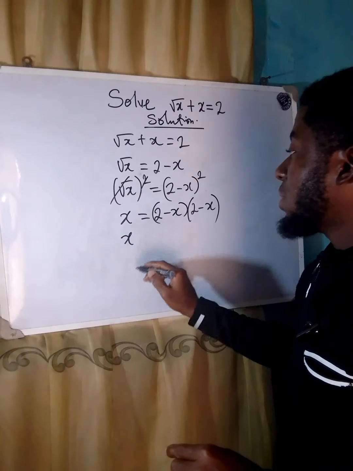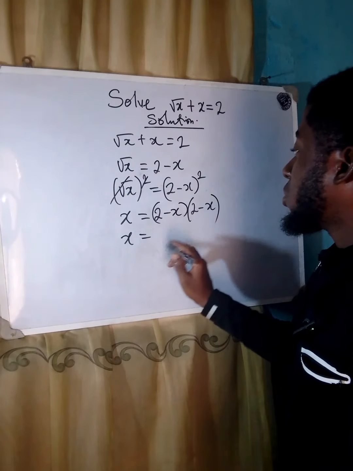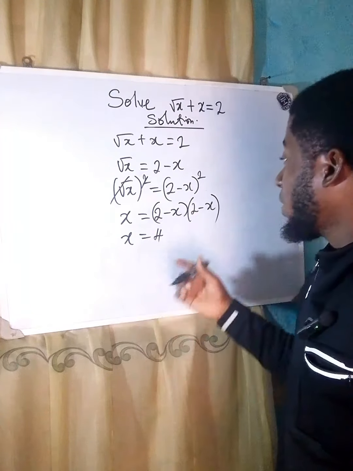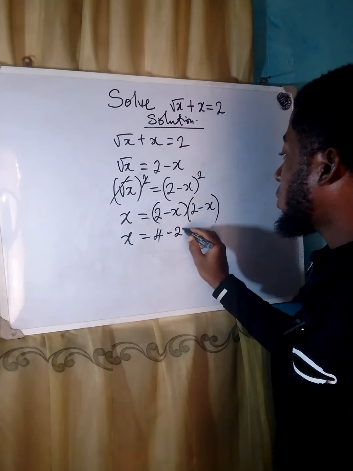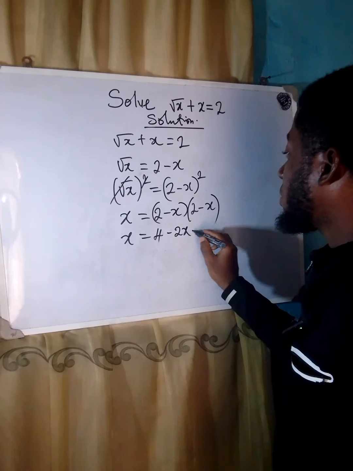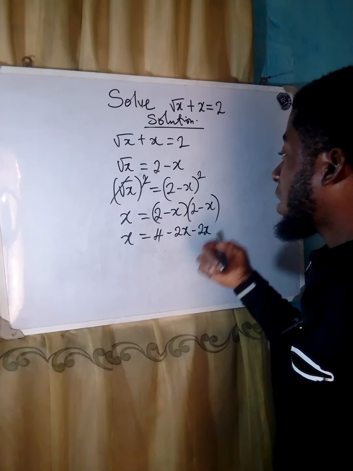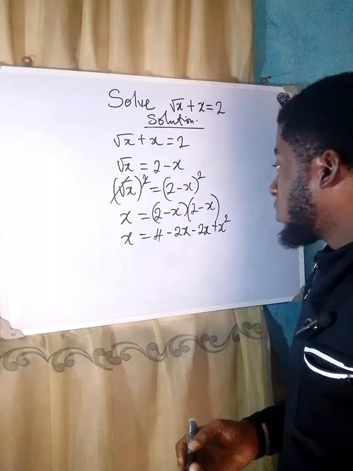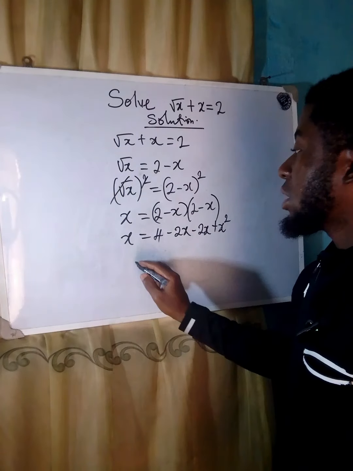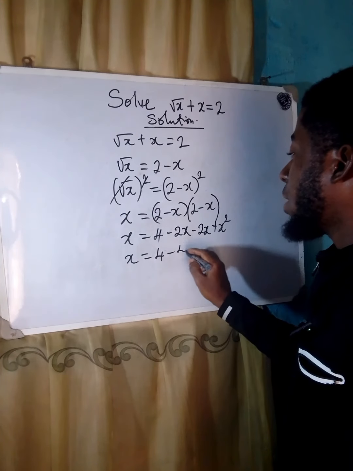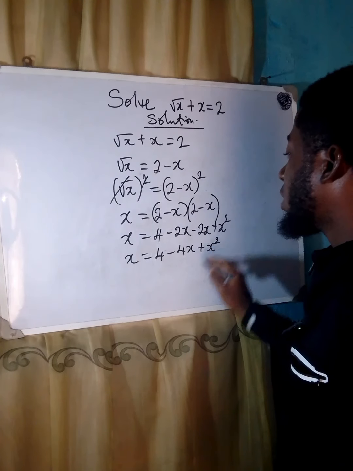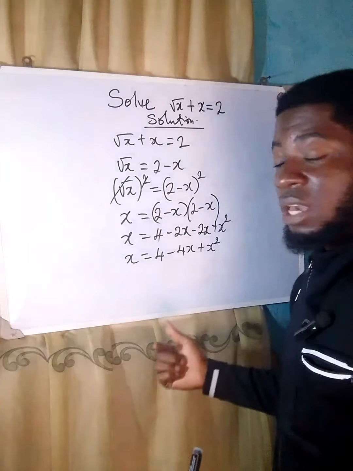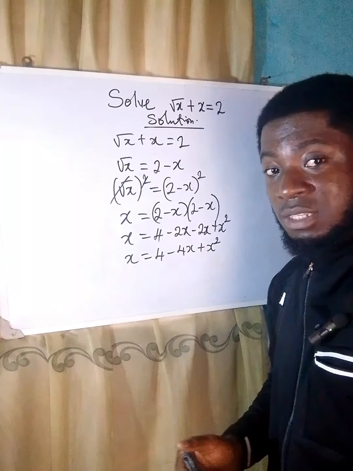So now we have x coming down to be equal to 2 times 2 will give 4. What we are doing right now is called expansion. So 2 times minus x will give us minus 2x. Minus x times 2 will give us minus 2x again. And minus x times minus x will give us positive x squared. So we can work on these two terms. So we have x equals 4 minus 4x plus x squared. How did I get the minus 4x? Minus 2x minus 2x is minus 4x. I hope that is understood.